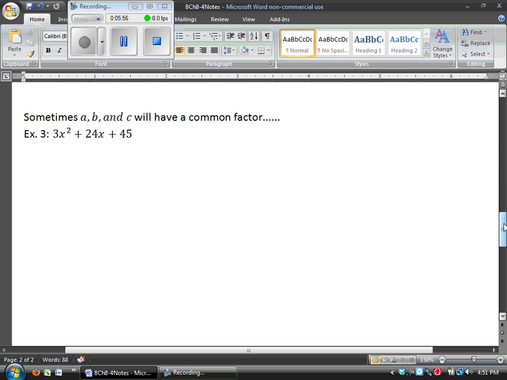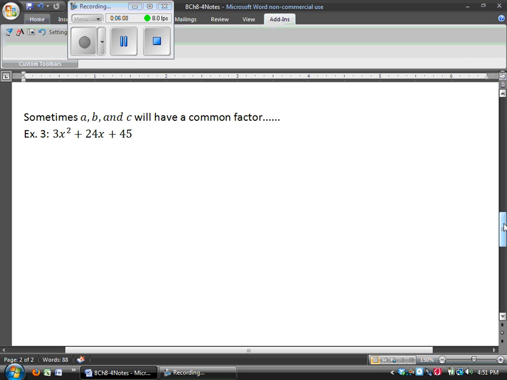We can see something. Sometimes you're going to notice that a, b, and c have a common factor. Okay? 3, 24, and 45. If you're astute, which means you're paying attention, you're going to notice that you can divide each of those by 3. So we can go all the way back to section 1 to the whole distributive property type of factoring, and I can pull a 3 out front from the start.